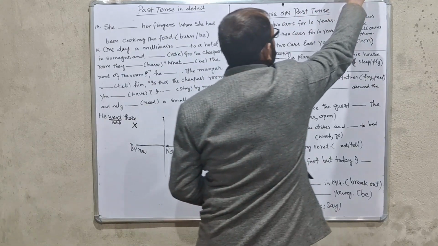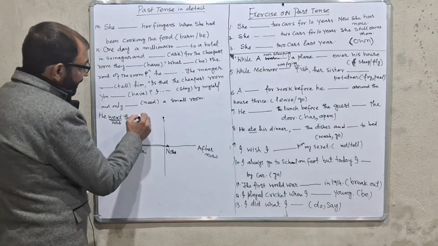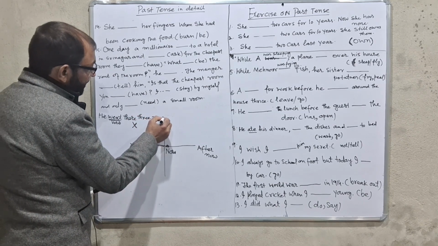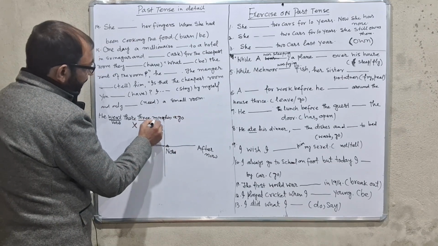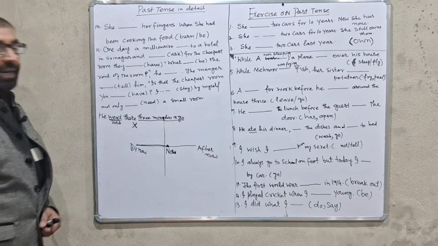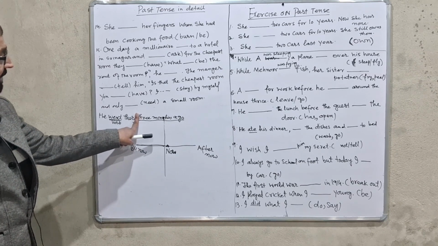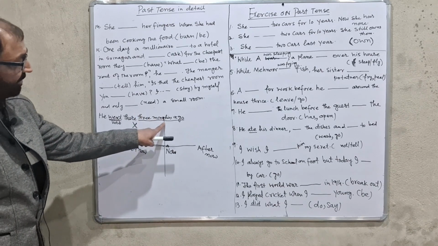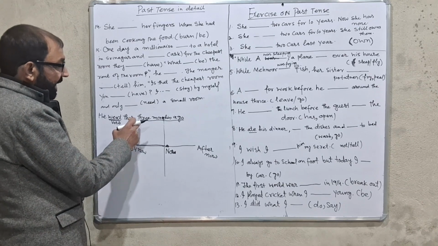Now ask yourself a question: he went there when? 3 minutes ago. This is the time adverbial. This will answer your question. When? Answer is here, 3 minutes ago. It means the action started in the past and ended in the past.